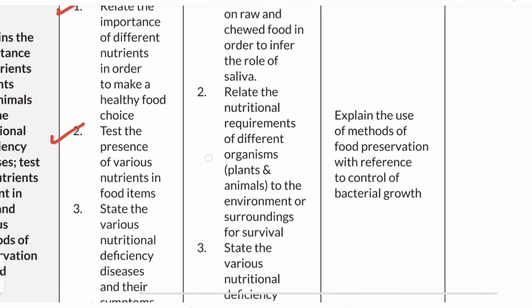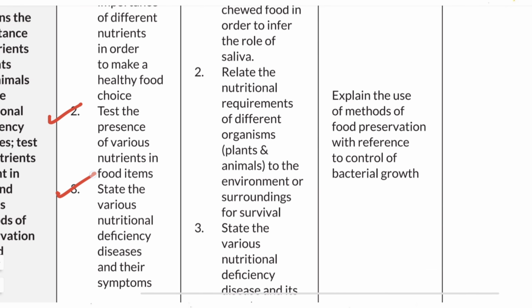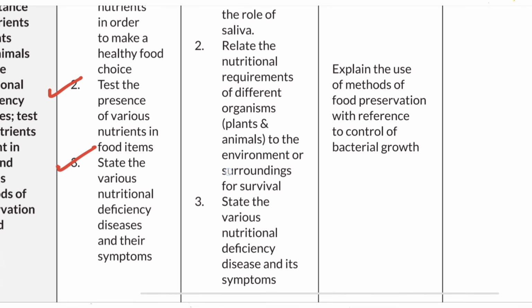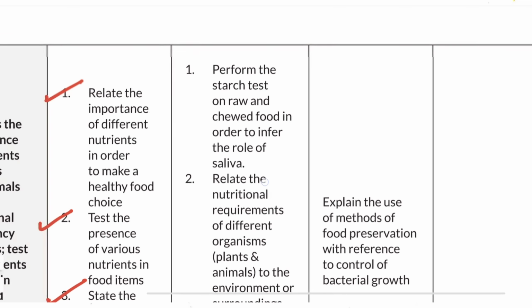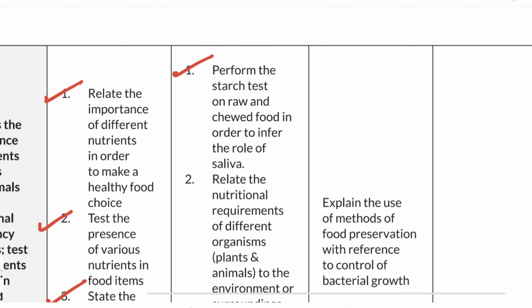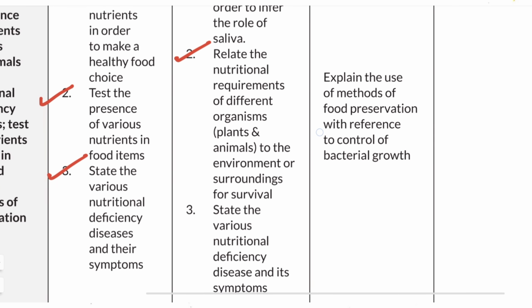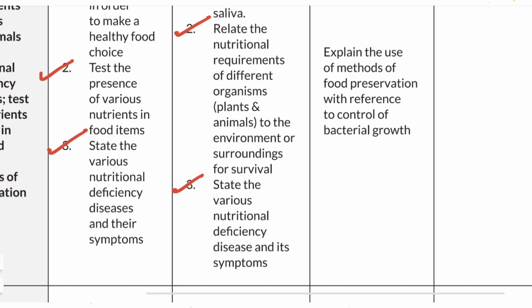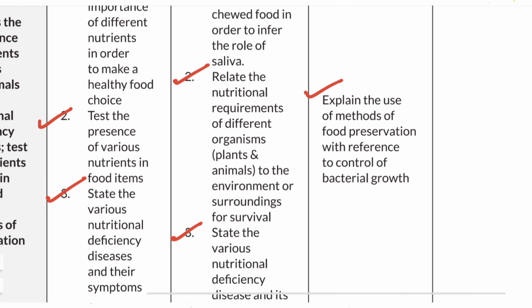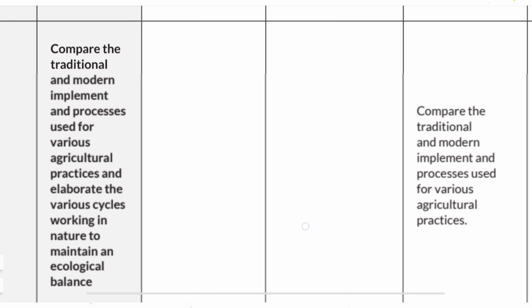Test the presence of various nutrients in food items. State various nutritional deficiency diseases and their symptoms. Next, perform the starch test on raw and chewed food in order to infer the role of saliva, relate the nutritional requirements of different organisms, plants and animals to environment or surroundings. Then explain the use of methods of food preservation with reference to control of bacterial growth.